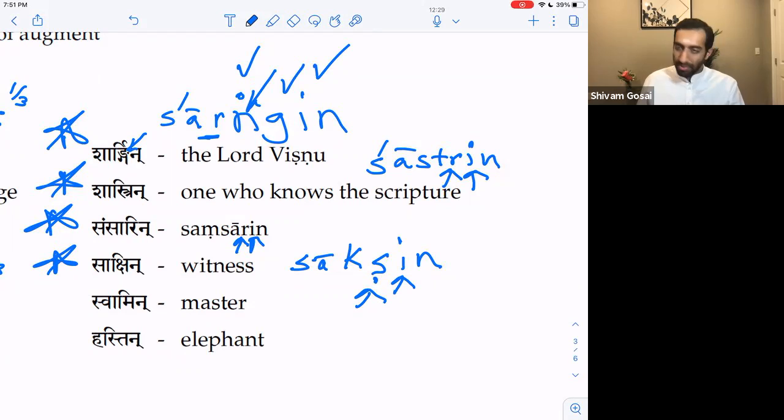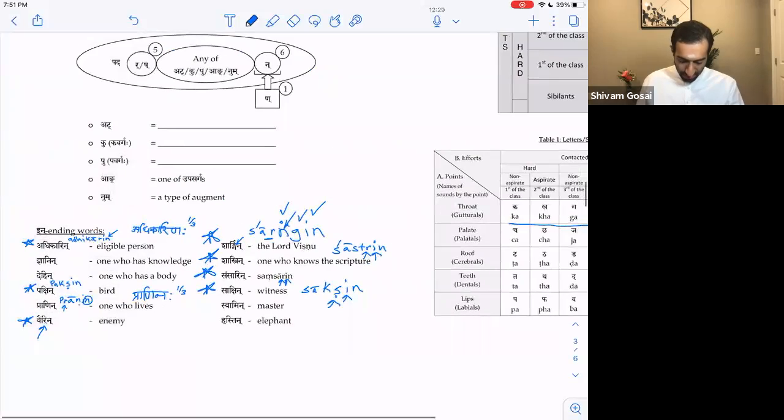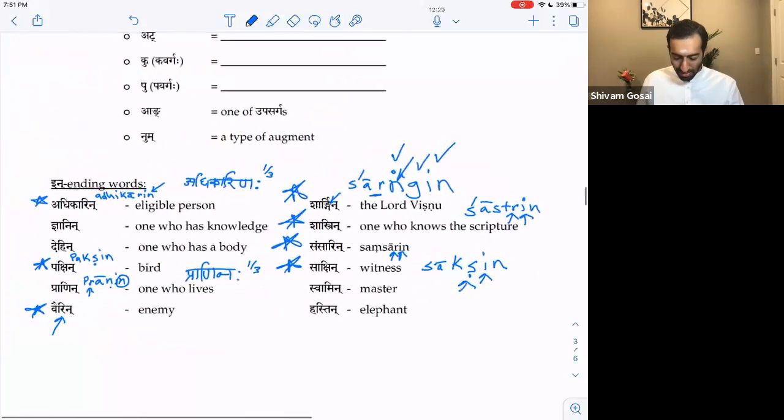Swamin. Swamin, no, there's no Ra or Sha, right? So there's nothing there. And Hastin, elephant, there's nothing there as well, right? So we do need to remember this Natva-sandhi, because a lot of these words will, when there is that suffix afterwards, it will become murdanya.